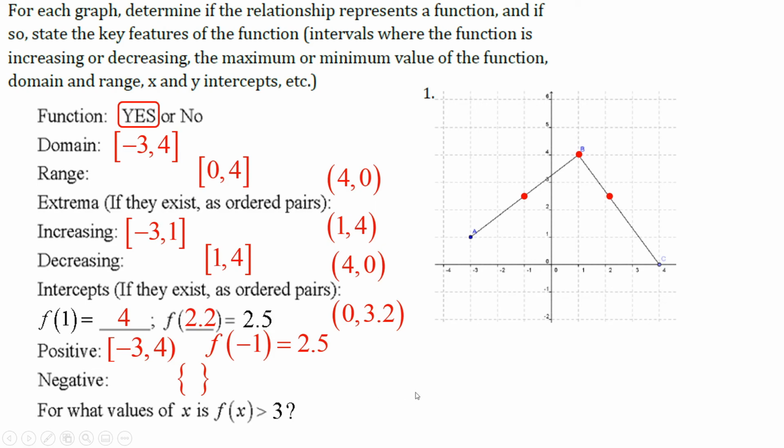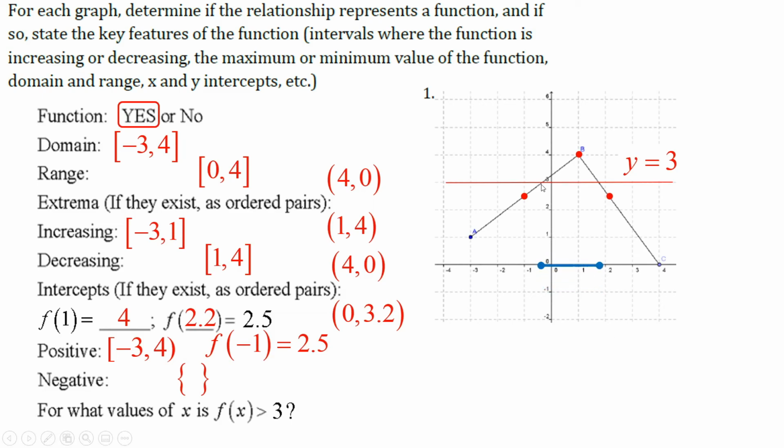And then finally, for what values of x is f of x greater than 3? So to help me see that, I'm going to draw the line y equals 3. And I call this y equals 3 because you guys know y is f of x. Okay? Now I'm picturing the part of the graph that is above y, or f of x, equals 3.